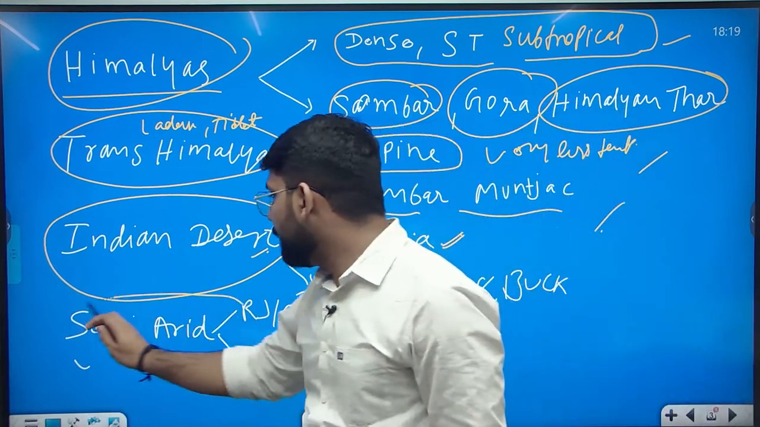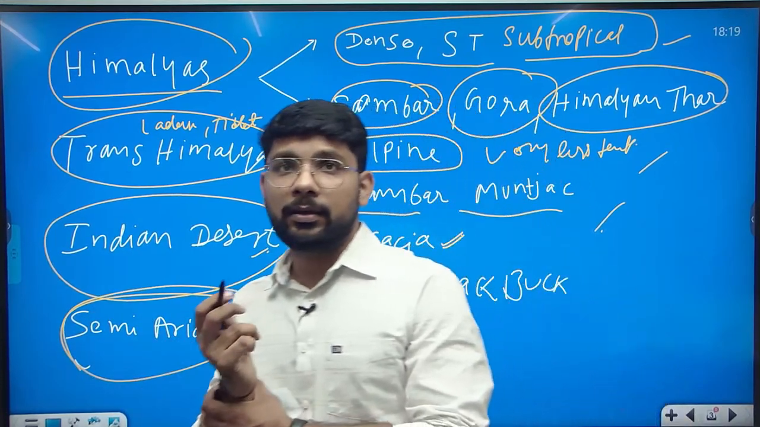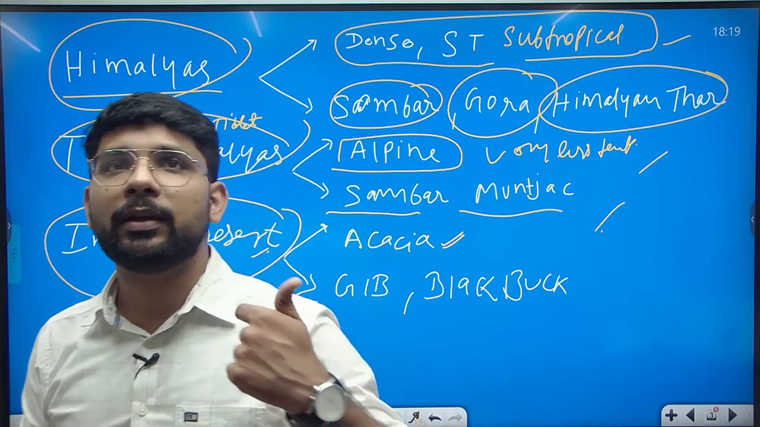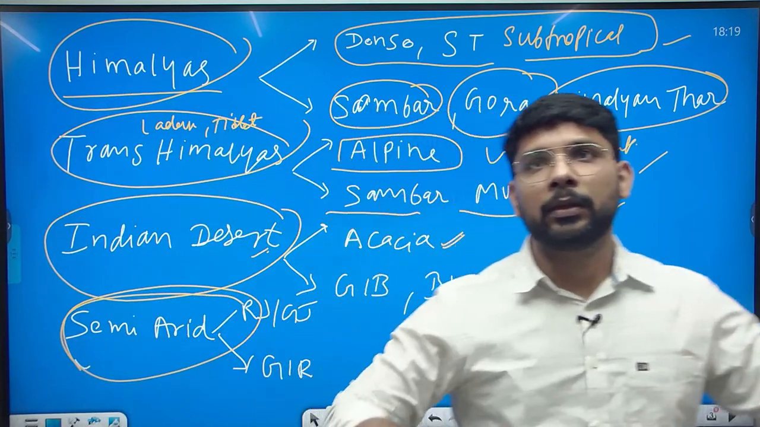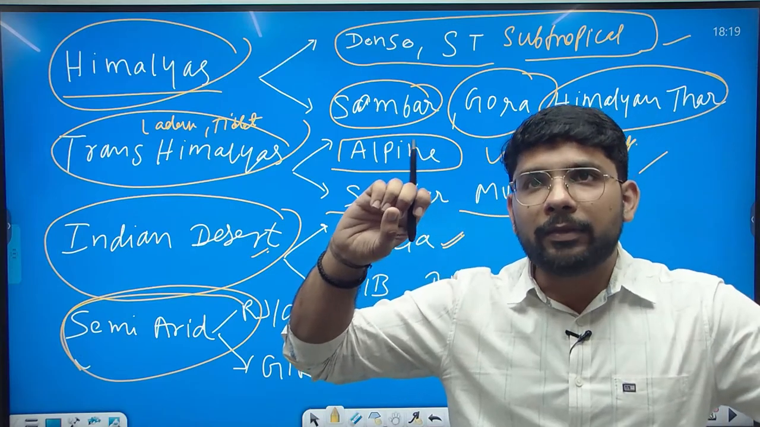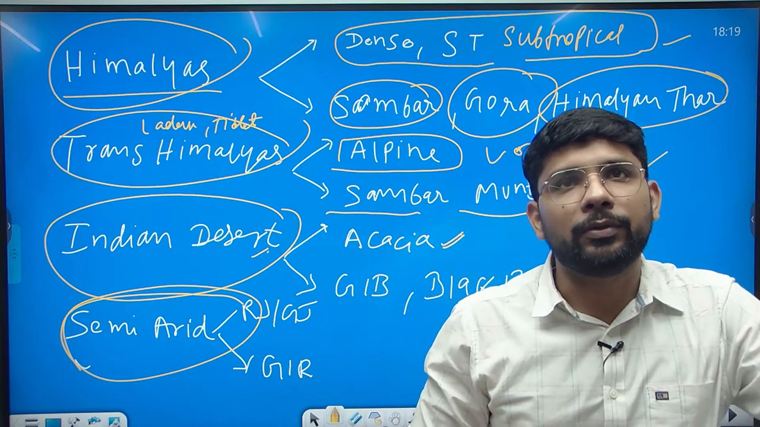Then in the semi-arid region, specifically in the Rajasthan and Gujarat area, it's the Gir region specifically for the tiger population, lion population, and some of the other fauna also there. Also a dry deciduous forest you will find.